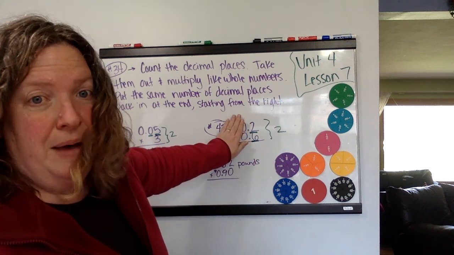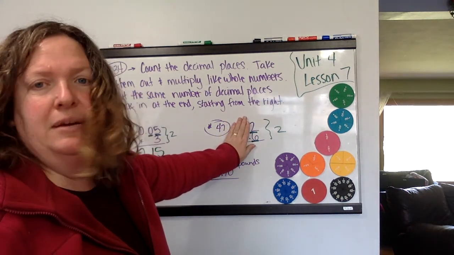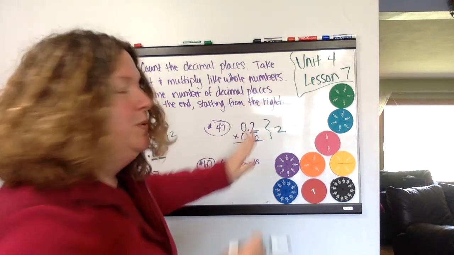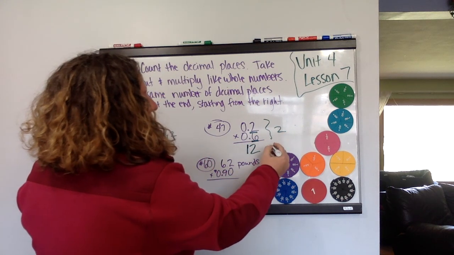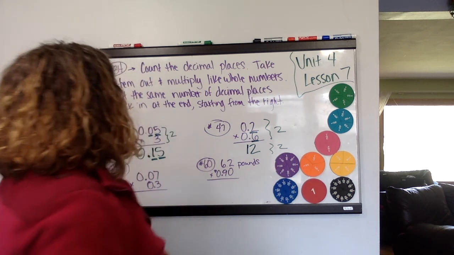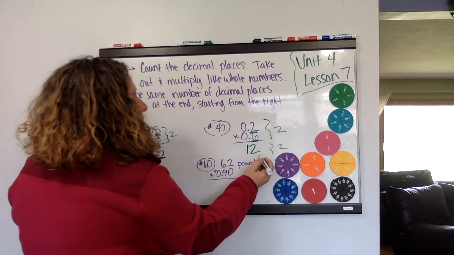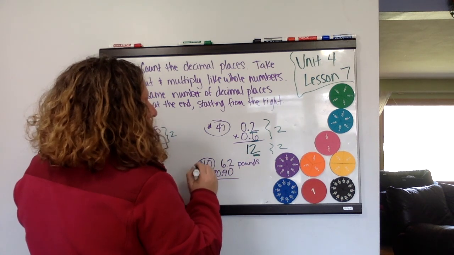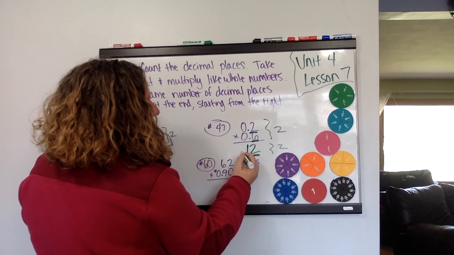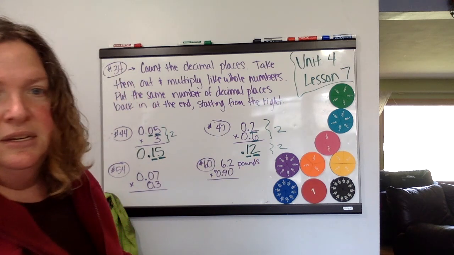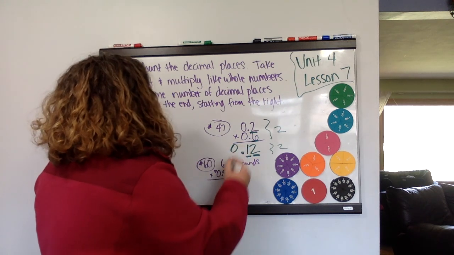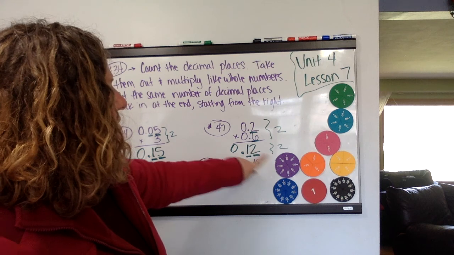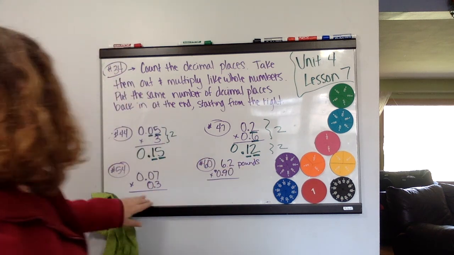We're going to then take them out, forget about them, and just multiply 2 times 6. Well, we know 2 times 6 is 12. And then there's 2 in the problem, so we have to have 2 in the answer. So there's 1, we start from the right, 2, there's the decimal point, and again we need to put a 0 in front just because that helps us understand that it's 0 and 12 hundredths.